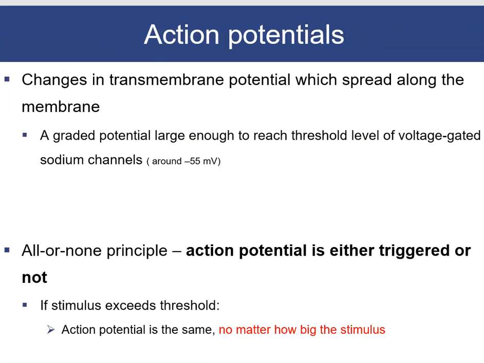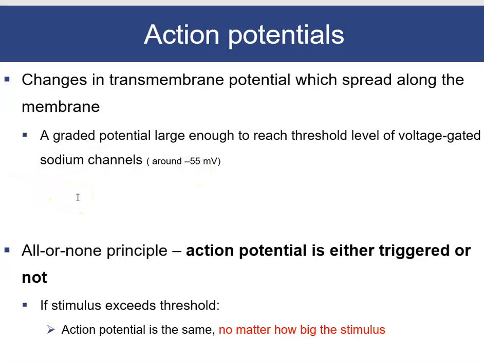All right, now let's focus on action potential. An action potential is a change in that transmembrane potential that now can spread along that membrane. An action potential needs a graded potential large enough to reach threshold. This should be somewhere around, again, it should be -50, not -55.